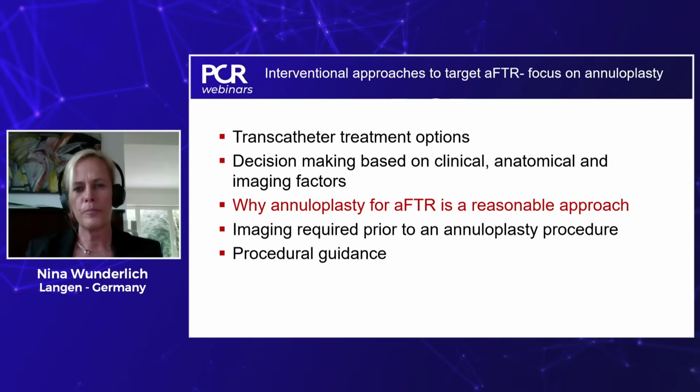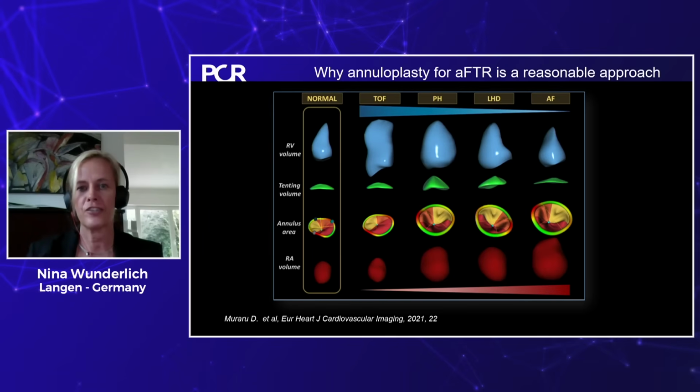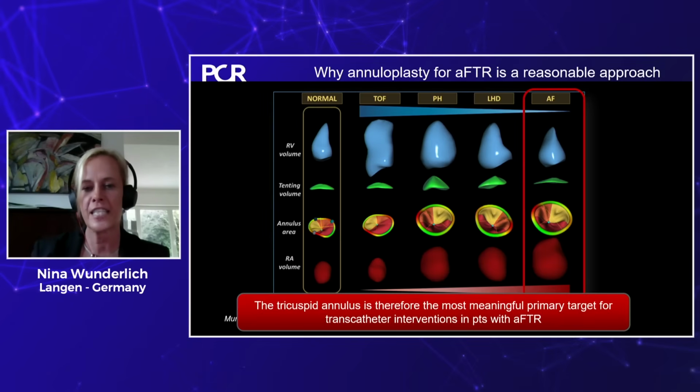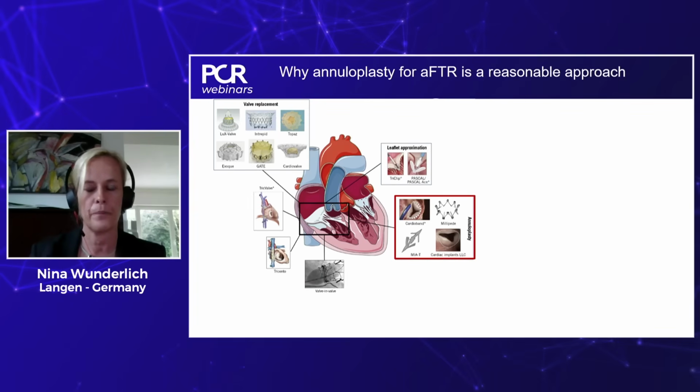So why is an annuloplasty a reasonable approach for atrial functional regurgitation? And thanks to Professor Muraro for this very illustrative schematic, because it shows very nicely that in the patients with atrial fibrillation, we have the largest right atrial volumes and we have the largest annulus area, whereas the tenting volume is usually relatively small in this patient group. And this means that the tricuspid annulus is the most meaningful primary target for transcatheter interventions in this specific patient group.